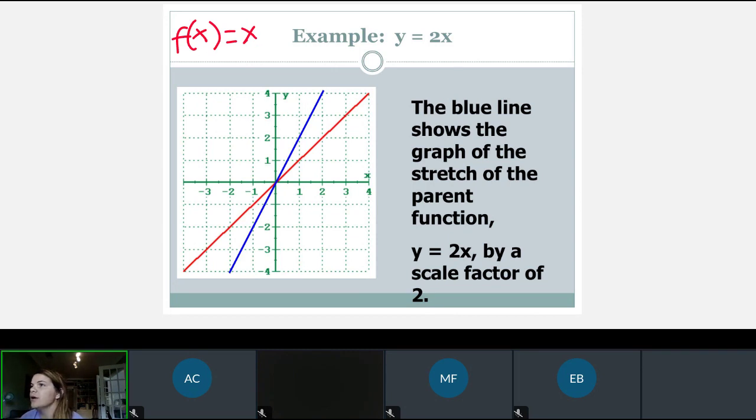So in the parent function, Maddie, what is my slope? The original function is f of x equals x. The slope of that one is 1. Yep, good, Liv.